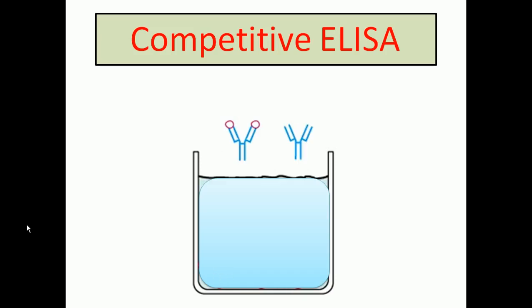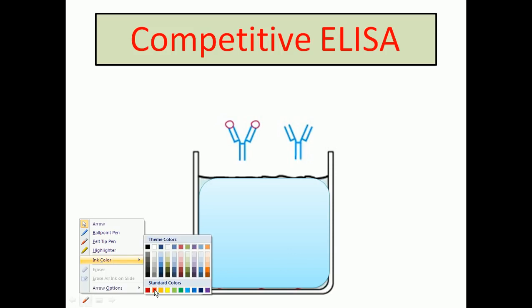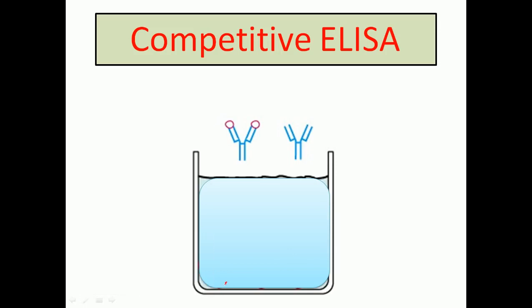So actually we should draw something here. Let me draw it, because it should be drawn here. So these are some of the antigens that are present at the bottom of these wells. Okay, antigens are present at the bottom. So this is what the well looks like in competitive ELISA.